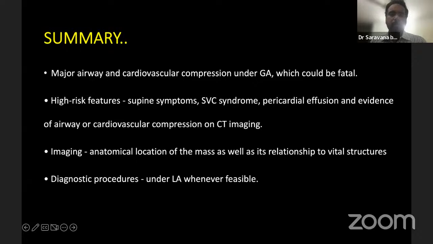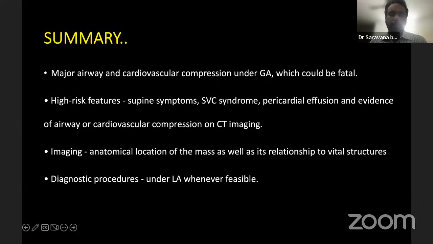Thank you. Coming to the summary of my presentation, there is a major risk of airway and cardiovascular compression under GA, which could be fatal. There are always high-risk features like supine symptoms, SVC syndrome, pericardial effusion, and evidence of airway or cardiovascular compression on CT imaging. The anatomical location of the mass as well as its relationship to vital structures can be ruled out with imaging.